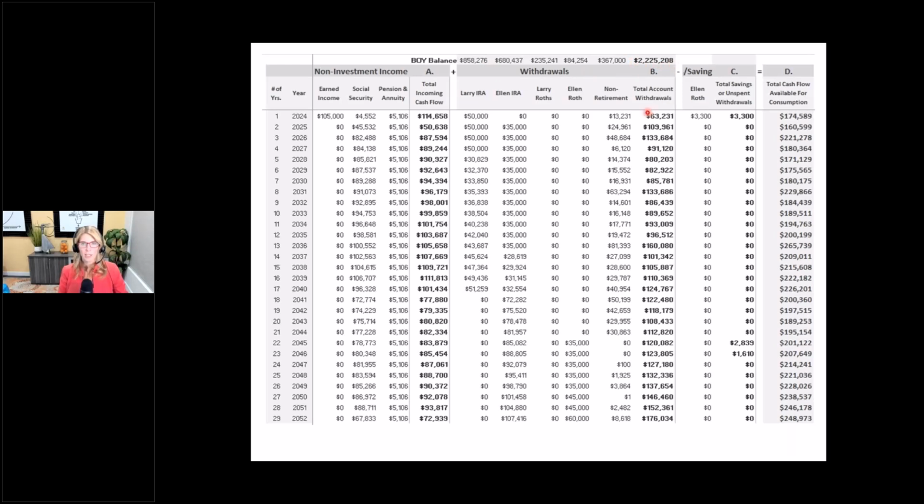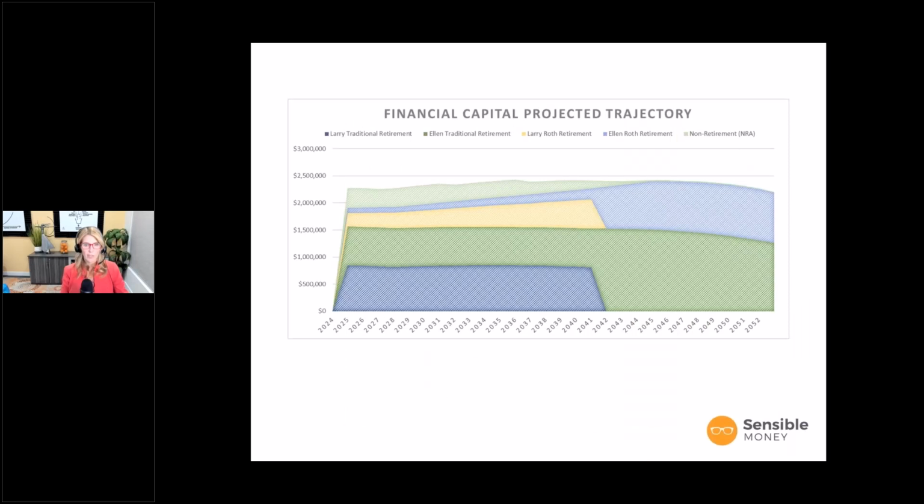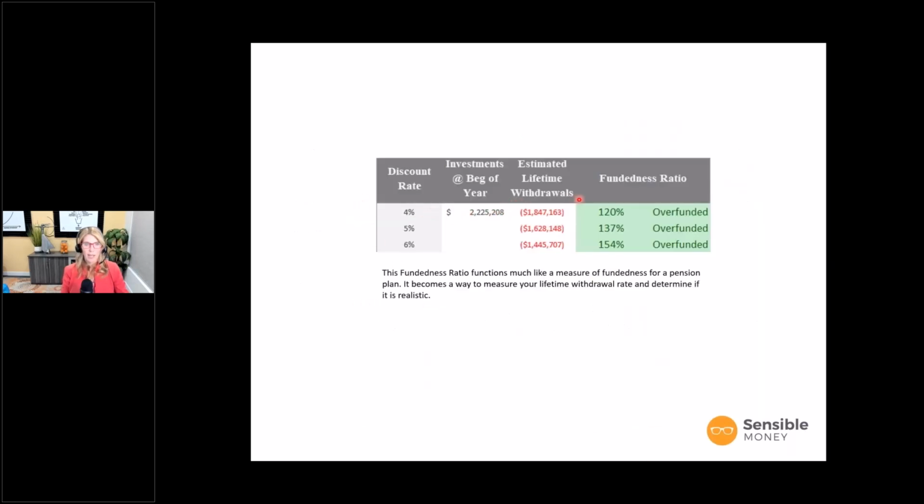And then essentially, you're taking the present value. I don't have the actual, what's called gap column here, but it's the present value of all of their withdrawals over their lifetime. So it's a formula in Excel called net present value, and it's calculating out this 1.847 million. And so then we're comparing what did they have at the beginning of the year with what's the present value of those lifetime withdrawals. And in this case, we're using that 4% discount rate.